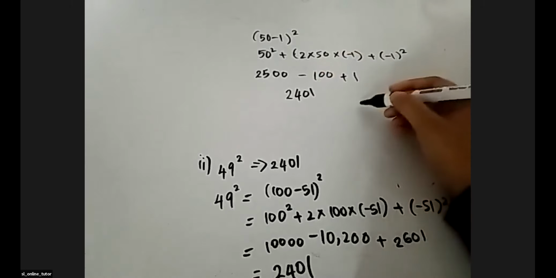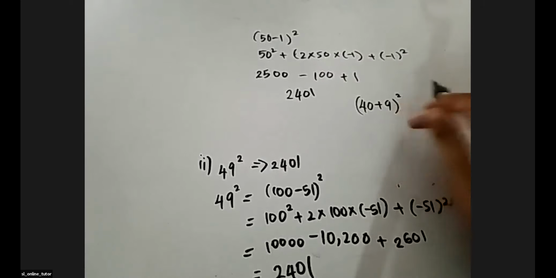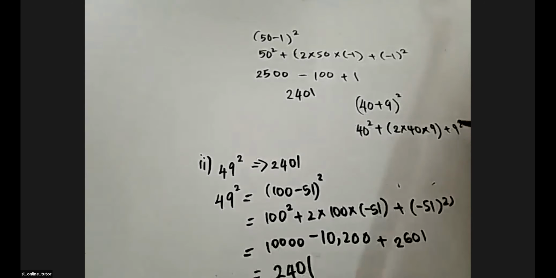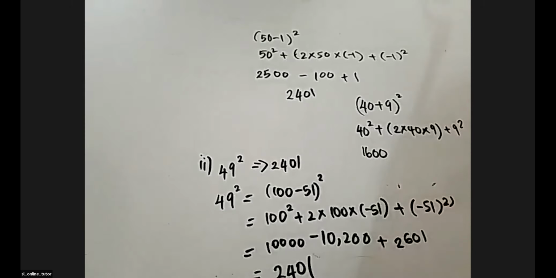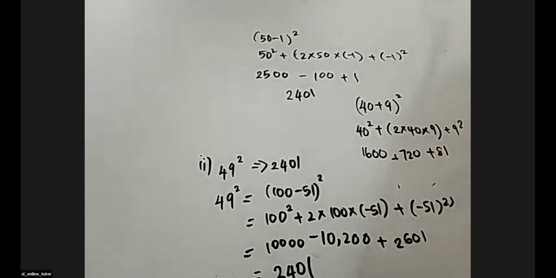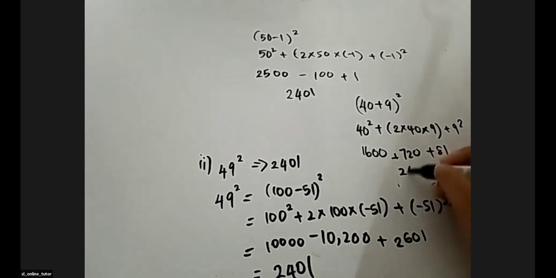So what about this, like 40 plus 9? Do we get the same answer? Anybody who did it in this method who got 2,401? Nobody? Okay, let's do and see. Hima. Right, 4 into 4, 16. 2 into 40 into 9. What is 2 times 40 into 9? You get 720. And here you get 81. Now, can you see, we can add everything, 1,600, 720, and 81. So when you add all, again, you get the same answer.